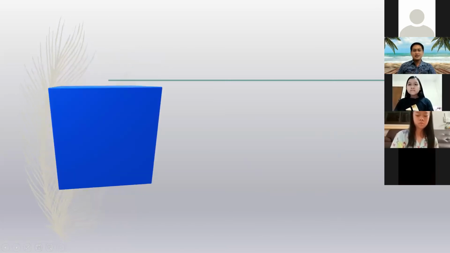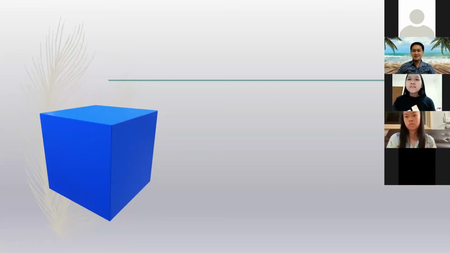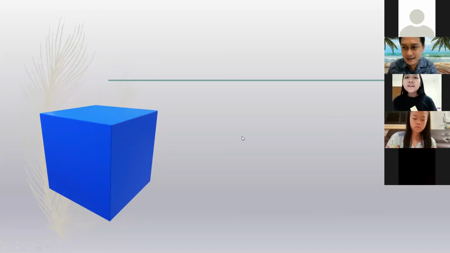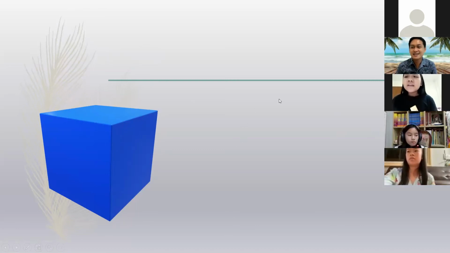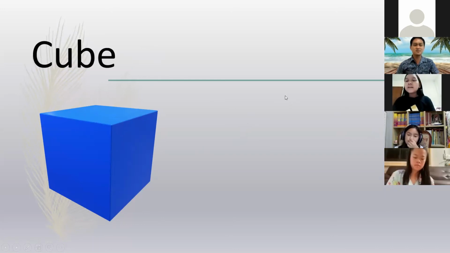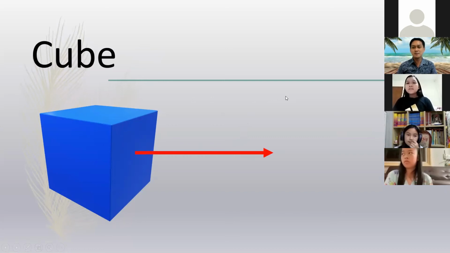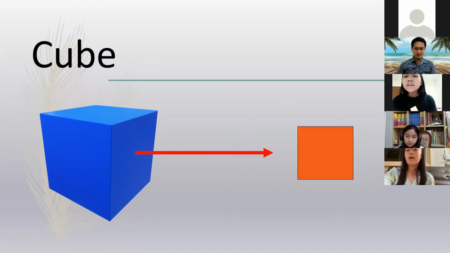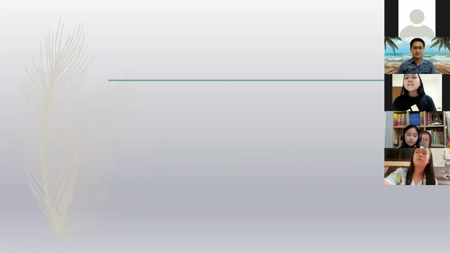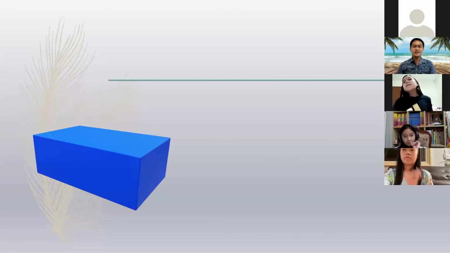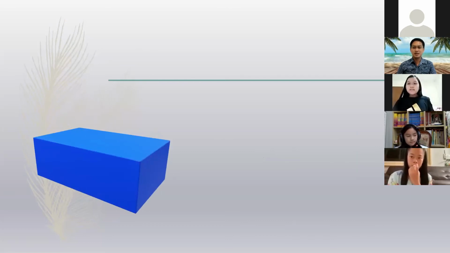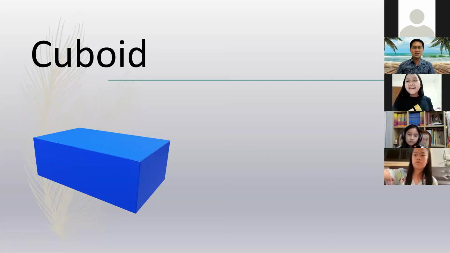How about here? In this 3D shape, what 2D shape can we find? Oh wait, what is the name of this 3D shape? Cube. Very good. So what 2D shape can we find? Square. Okay. We can find a square. Next. What is the name of this 3D shape? Cuboid. Very good.